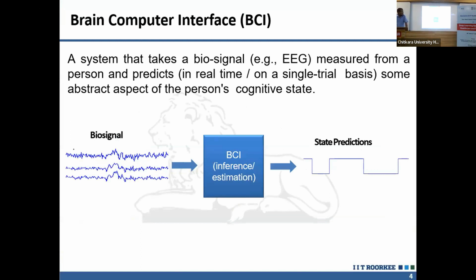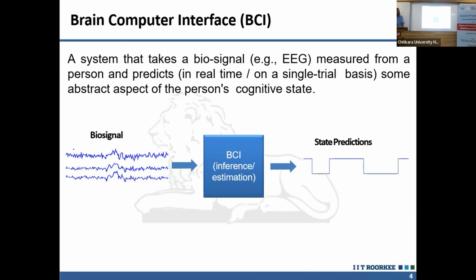EEG is a kind of brain computer interface. We have heard about human computer interface. For example, you might have seen sign language recognition or automatic slide control, where you have some sensors and you move your hand, and accordingly the slides move. Or for example, you blink, and according to your blinking events, some slides move. These are human computer interfaces.